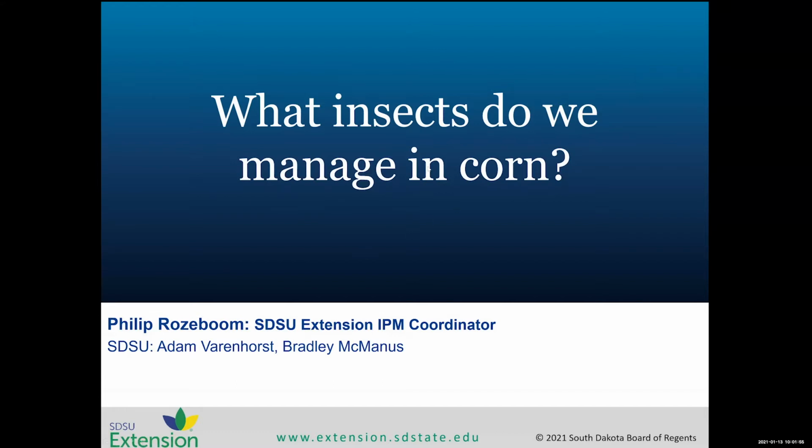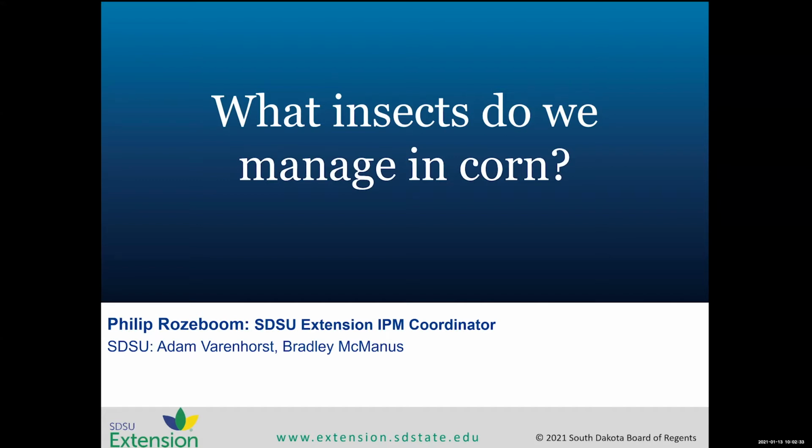With this presentation, we won't be covering insecticides per se, as Paul said, but more what insects you should be looking for in corn. There's quite a few, so I'll have to go pretty quick to get them all fit in a half hour. Adam Varenhorst is at the bottom, but there's also Bradley McManus. He's the technician to Billy Fuller, and those two have been doing corn insect research for quite a few years, decades. So he had a lot of input that he gave to us for this presentation.